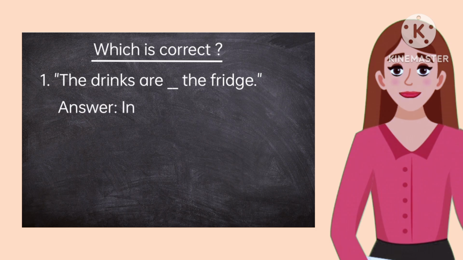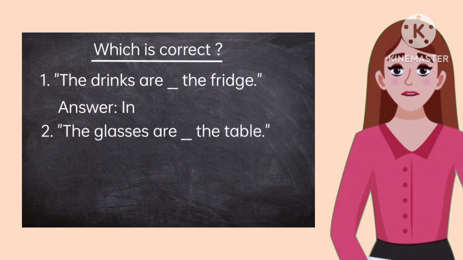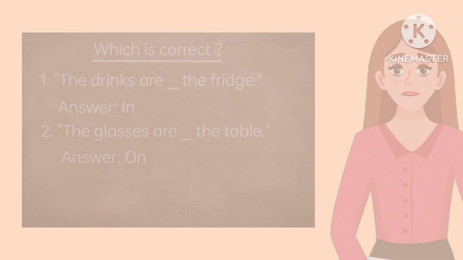Answer: in the fridge, because they are enclosed. 2. The glasses are in/on the table. Answer: on the table, because they're resting on a surface.